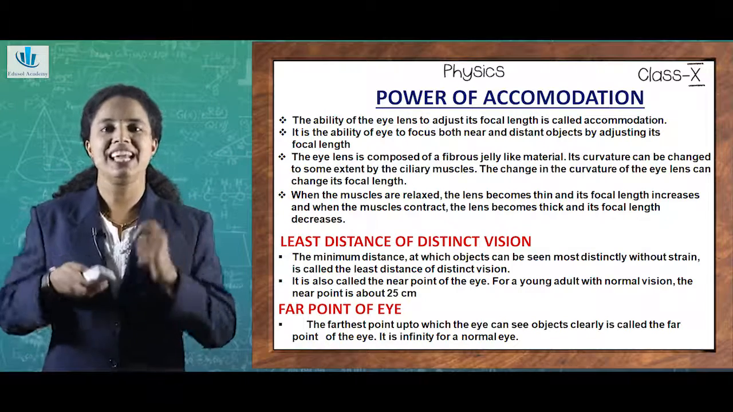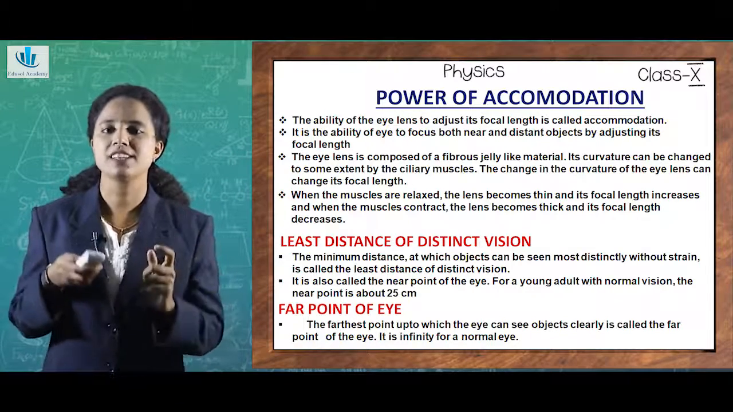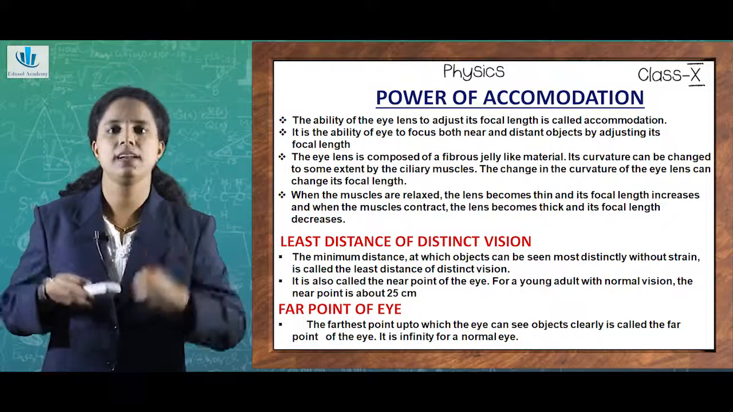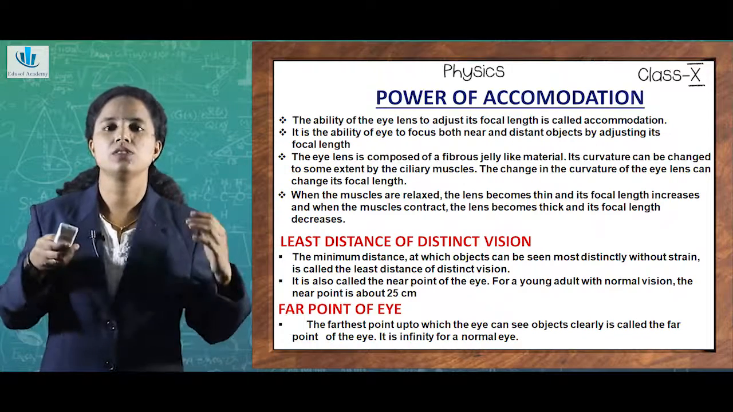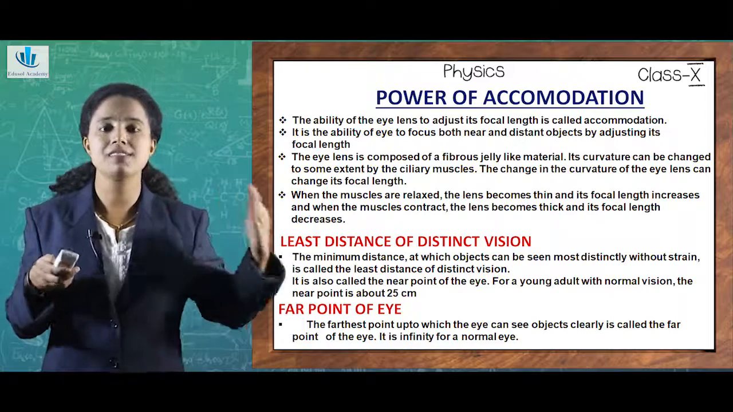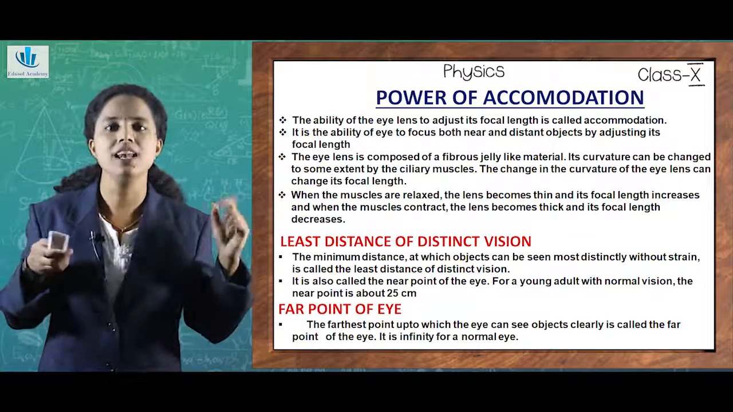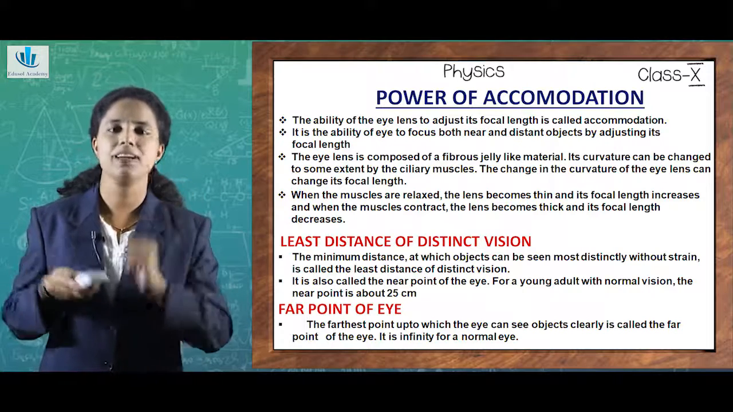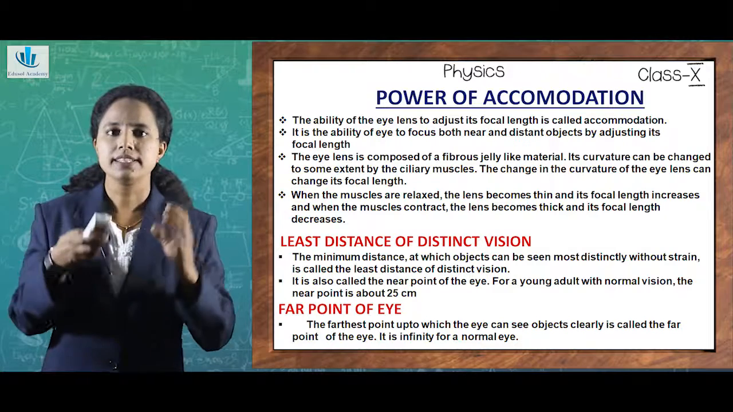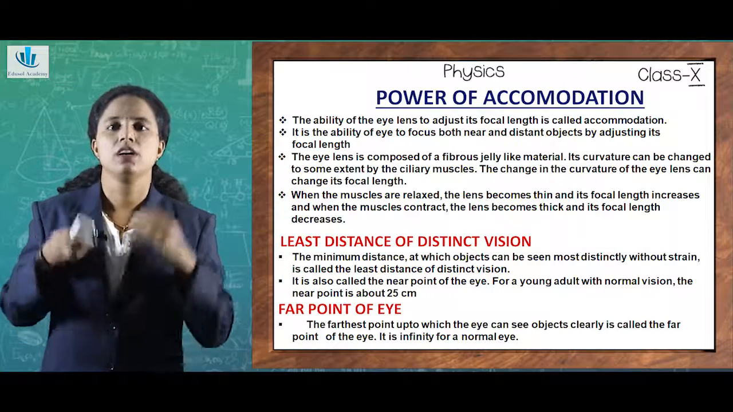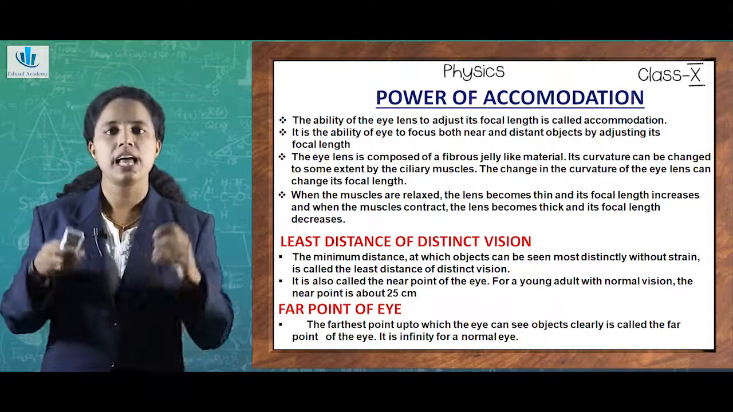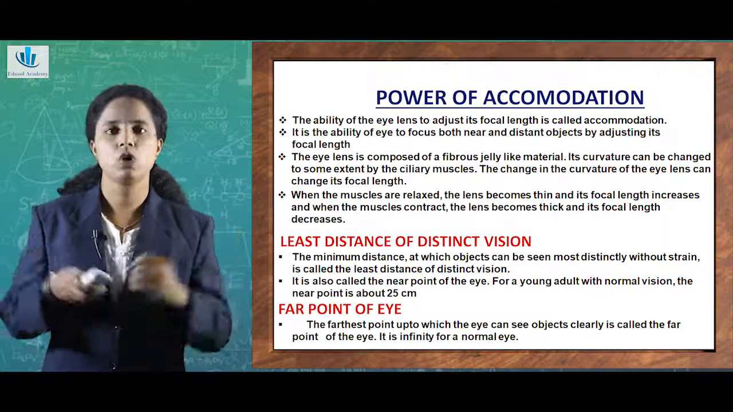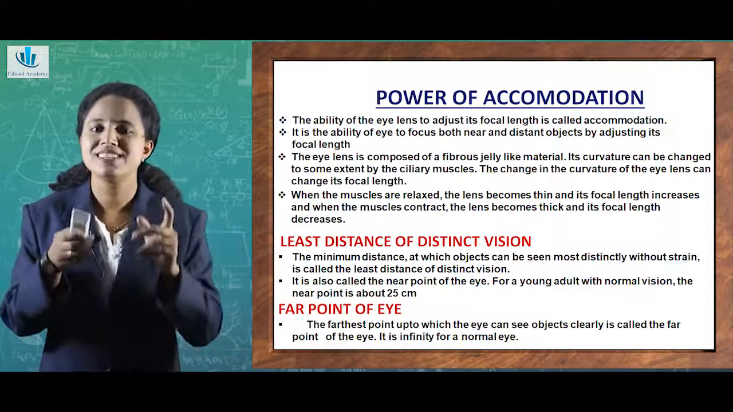We can specifically say it is the ability of the eyes to focus. The objects may sometimes be near or sometimes distant. So it is the ability of the eyes to focus both nearer as well as distant objects by adjusting the focal length. As we all know, the eye lens is mainly composed of a jelly-like material, so its curvature can be changed to change the focal length. The curvature can be changed to some extent, not beyond a limit, with the help of ciliary muscles.